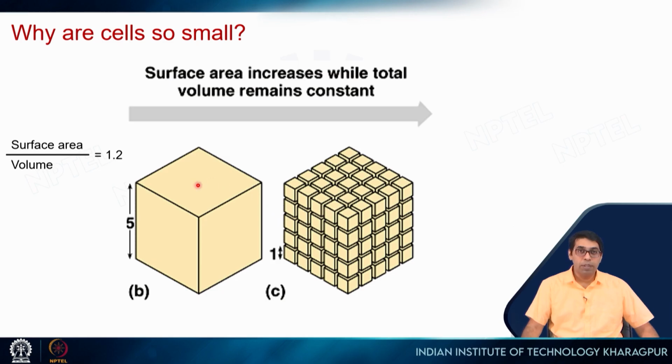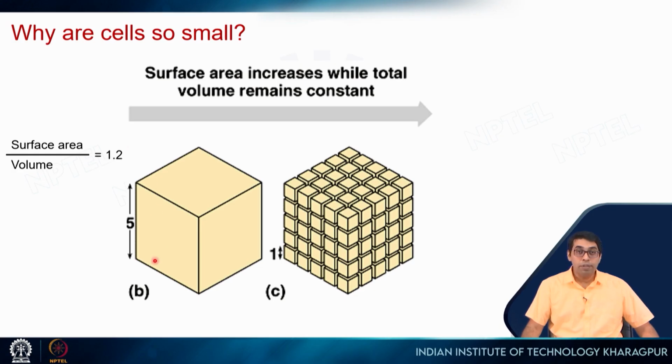So, take for example, this cube. So, let us say it is 5 by 5 by 5 in some units, right. The volume of this cube will be 5 cube. So, 5 times 5 times 5, that is 125, and the surface area will be, so one of this face will be 5 times 5, that is 25. Now, there are 6 faces, so 6 times 25. So, if we divide that, we get 1.2.